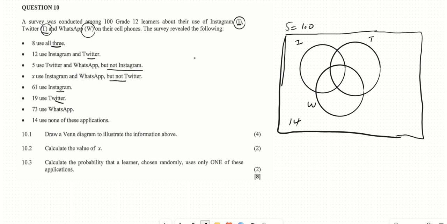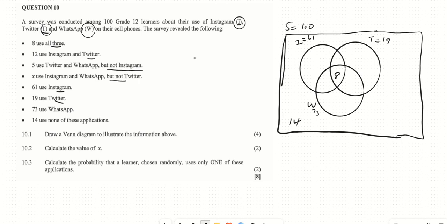So now let's start. We know that 8 use all, so we put our 8 here. Check how many are on Instagram: 61 are on Instagram, so the total of this circle is 61. How many on Twitter? 19. How many on WhatsApp? 73 use WhatsApp. They didn't say they use WhatsApp only, just that they are using WhatsApp. So out of the 73, 8 use Instagram and Twitter too; out of 61, 8 use WhatsApp and Twitter; out of 19, 8 use Instagram and WhatsApp.